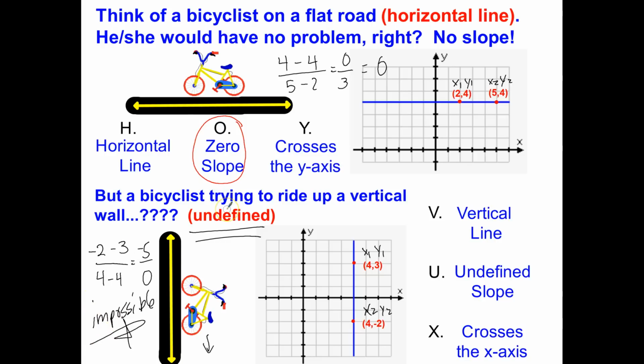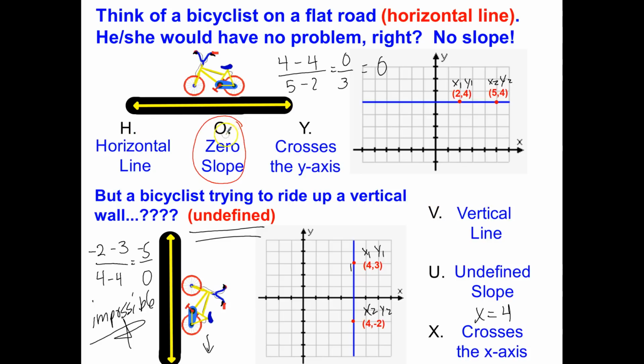Impossible. Okay? So HOY, VUX: vertical, undefined, crosses the x-axis. The equation is wherever it crosses the x-axis. This is a bonus. So x is equal to 4. And we saw that in the linear, nonlinear examples, all your x's are 4. So this is definitely not a function, but it is linear. Not a function, but it is linear.